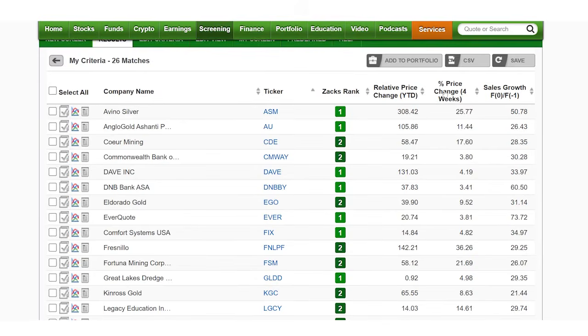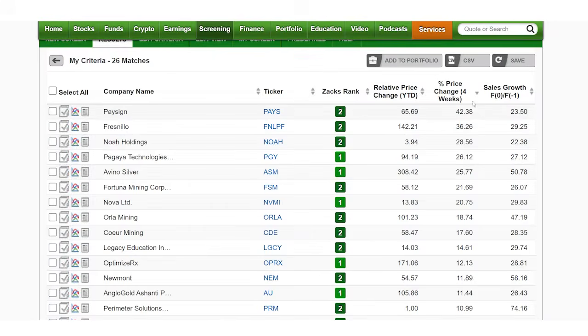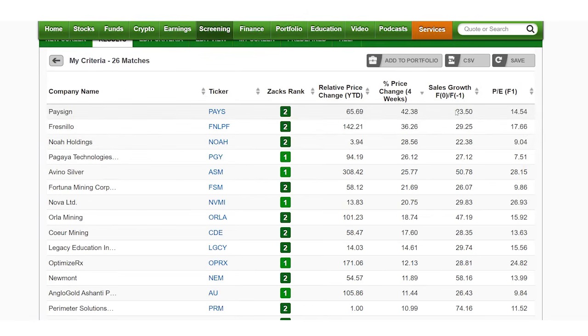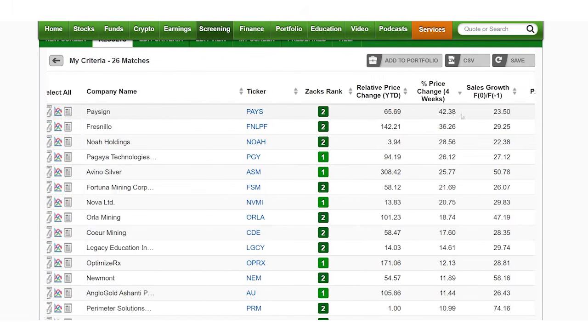So I'll show you what I was talking about. We can filter by, see, this is a 4-week price change. We can see this stock, PaySign, was up 40% in the last month, and it's up relative to the market 65%. So it's up 65% more than the S&P 500. And here we have sales growth. We can see sales are expected to grow 23% over the next year. And you can see that this company has a forward earnings multiple of just 14 times.